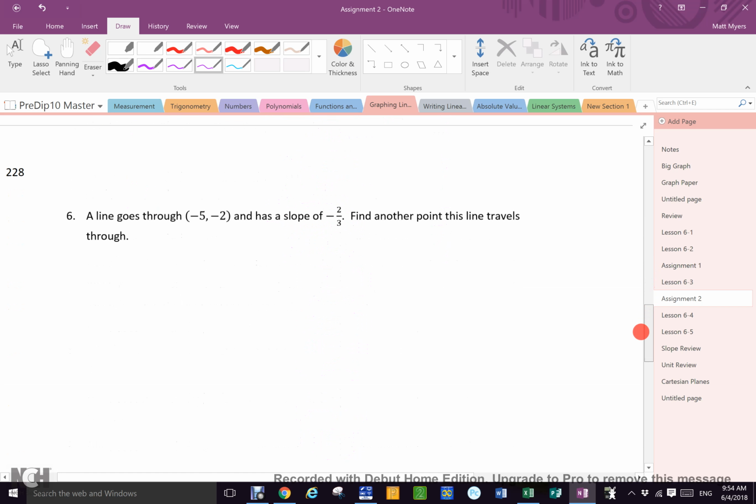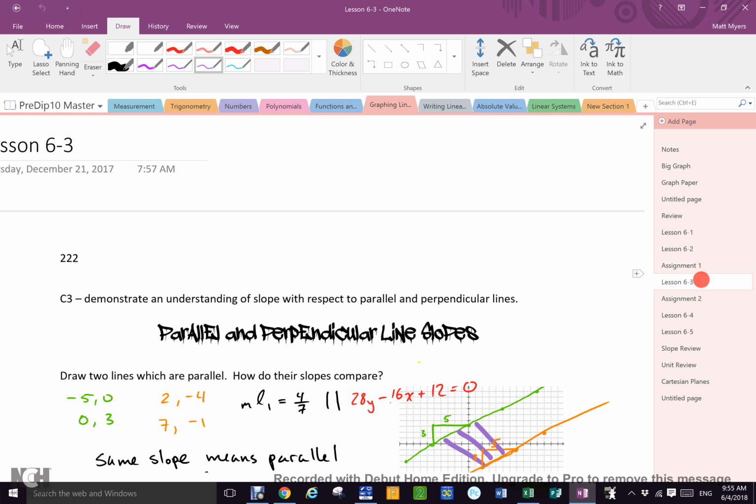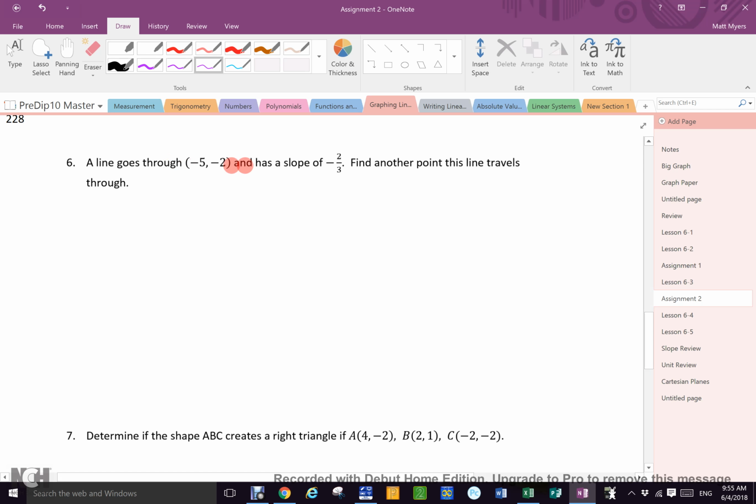Lovely. Turn the page over. Oh, this one's so difficult. Oh my gosh, how will you ever solve it? I don't know. I just gave this. We got to parallel and perpendicular lines, yes?